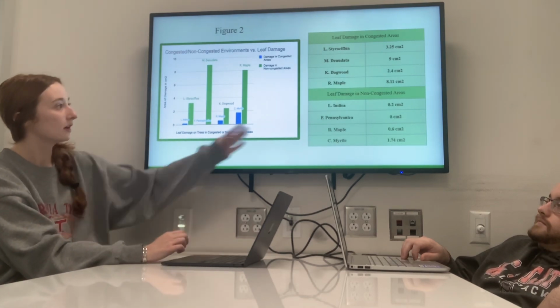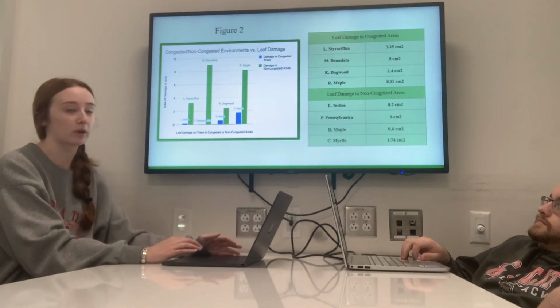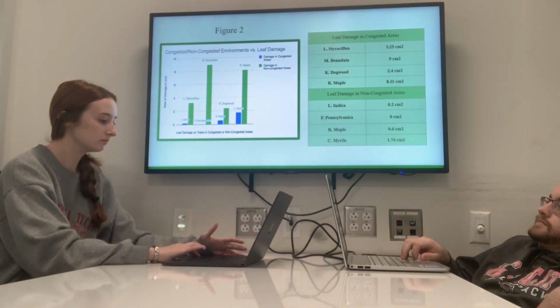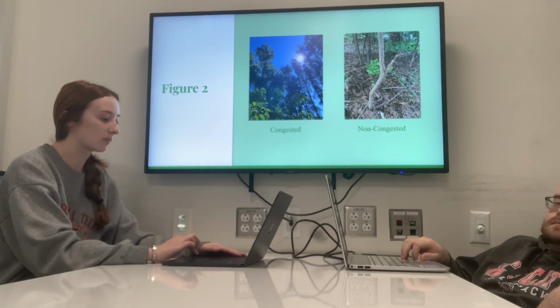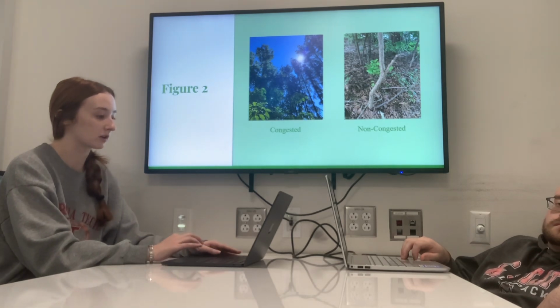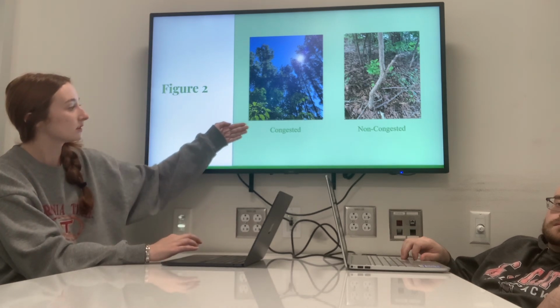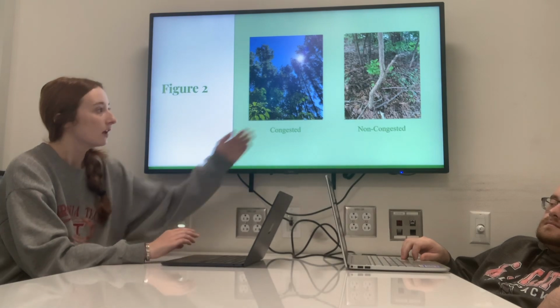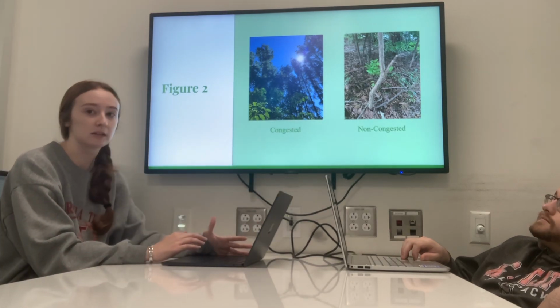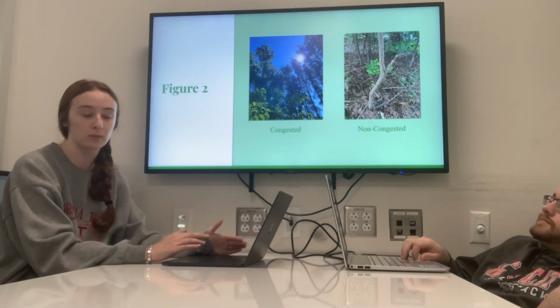Here's our chart, and then again, here's our data table showing all the numbers in the trees. In figure 2, the trees in congested areas had lower amounts of damage compared to trees in non-congested areas. So this was considered a congested area because it was within 20 feet of a building and a sidewalk. And then this was a non-congested area because it was located near a lake with no human interaction.